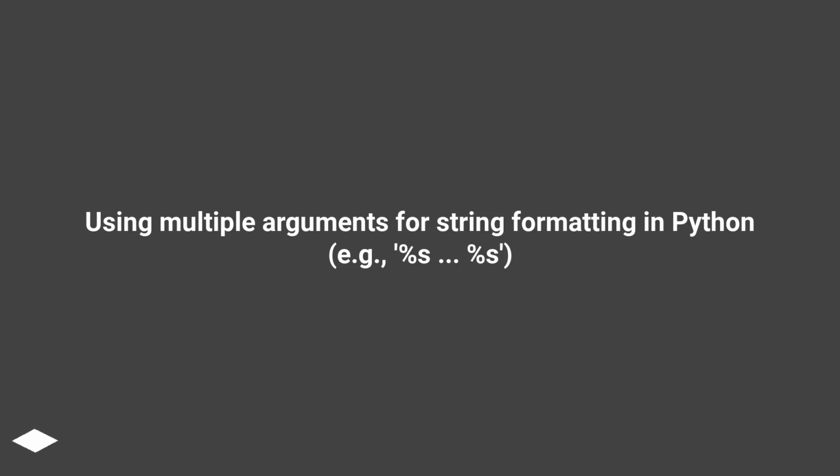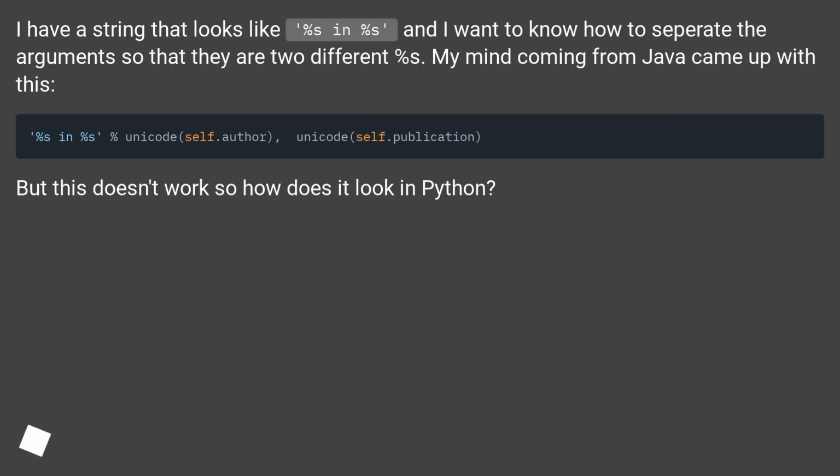Using multiple arguments for string formatting in Python, for example, %s, %s. I have a string that looks like %s and %s, and I want to know how to separate the arguments so that they are two different %s. My mind, coming from Java, came up with this. But this doesn't work, so how does it look in Python?